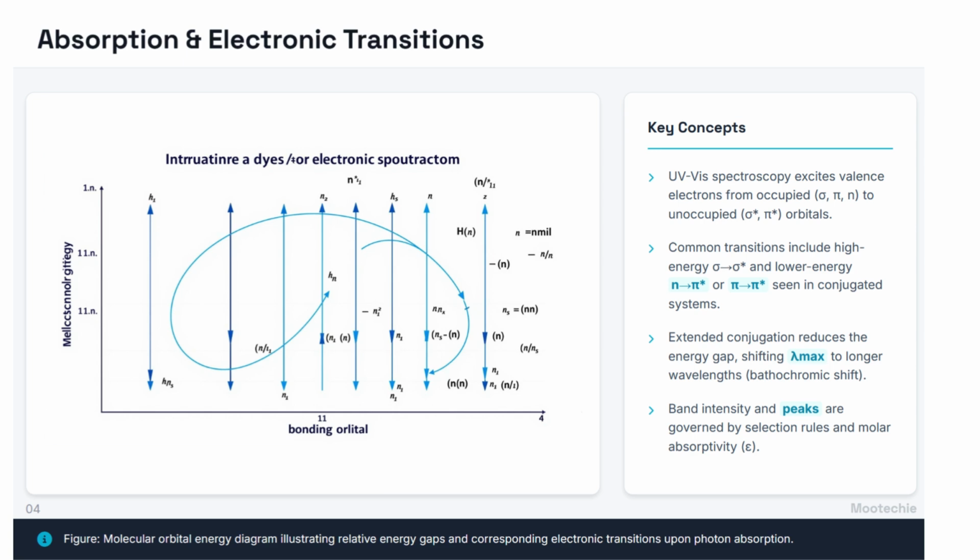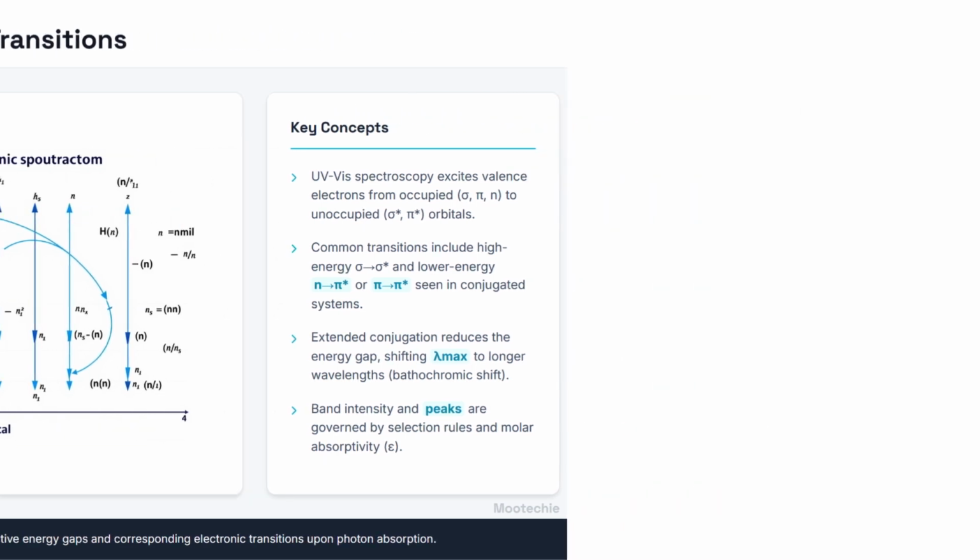There's also a diagram described as a molecular orbital energy diagram. It illustrates the relative energy gaps between different orbitals and shows the corresponding electronic transitions that happen when a photon is absorbed. As we continue, let's see how this theory is applied in the real world.